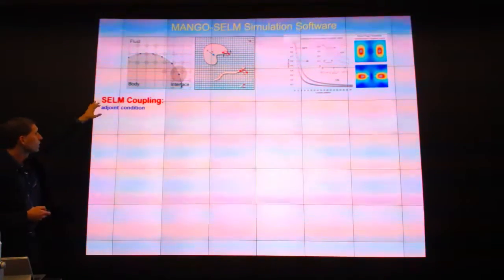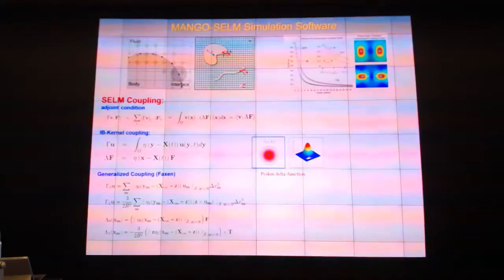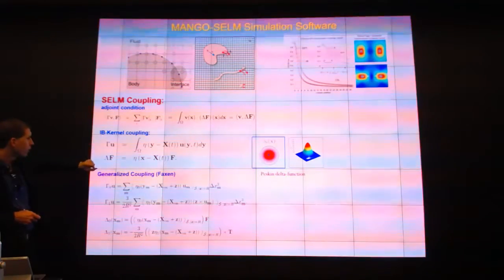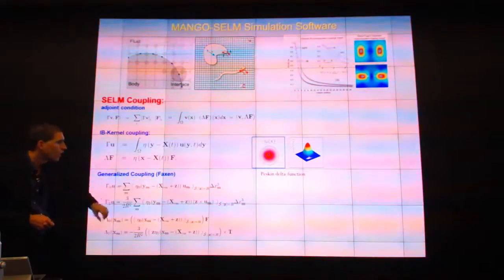Okay, so I mentioned this idea of the adjoint conditions. I won't go through that in more detail, other than to say that we have the ability to do immersed boundary style coupling as well as these generalized Faxen couplings.